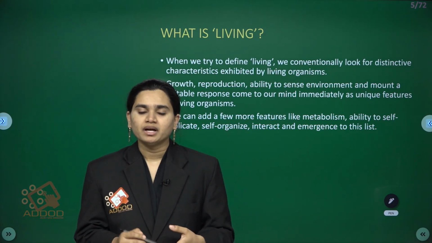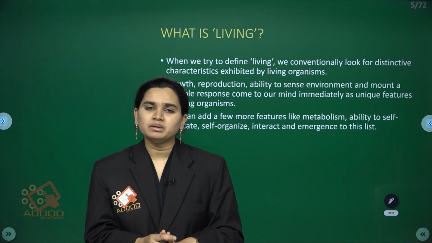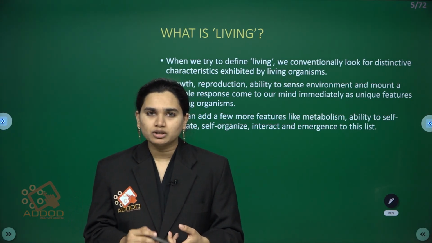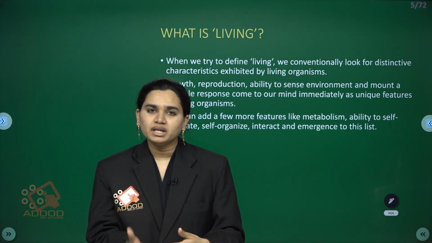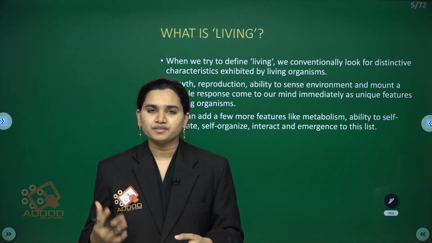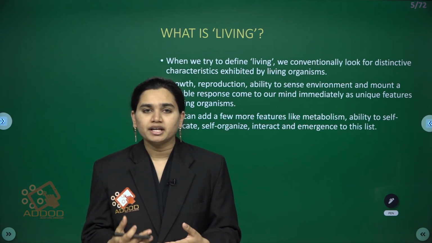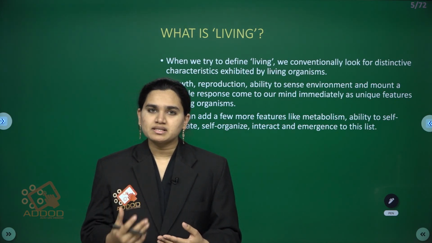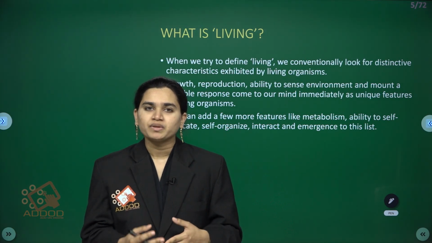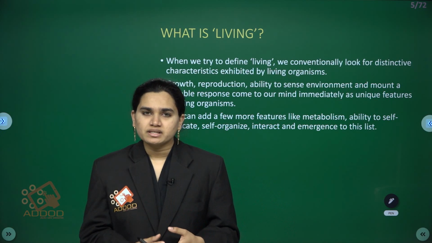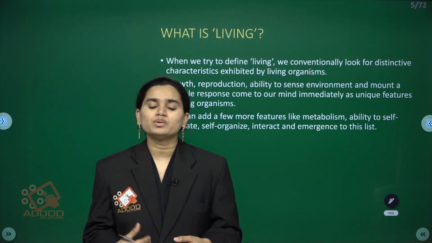That would be growth, reproduction, and the ability to sense the environment and respond accordingly. These will be the 3 main features that first come to our mind. Now, when we go deeper into it, we further get metabolism exhibited by living organisms, the ability to self-replicate, and the ability to self-regulate. So the various characters exhibited by living organisms can be grouped as growth, reproduction, ability to sense their environment and respond accordingly, metabolism, self-replication, and self-regulation.